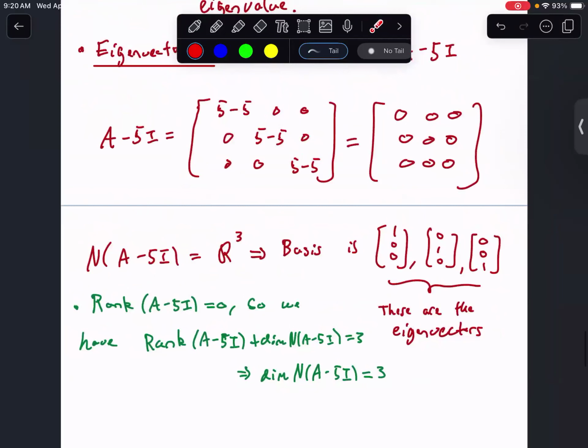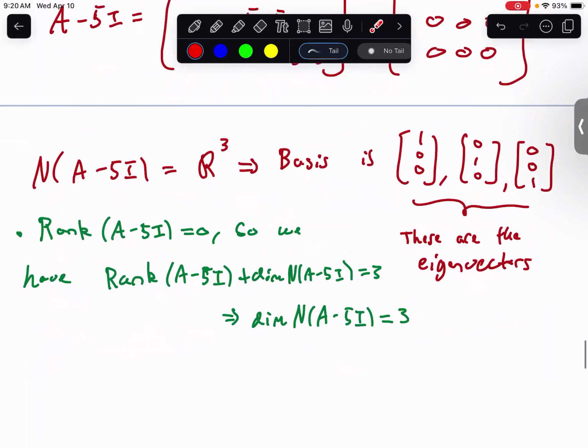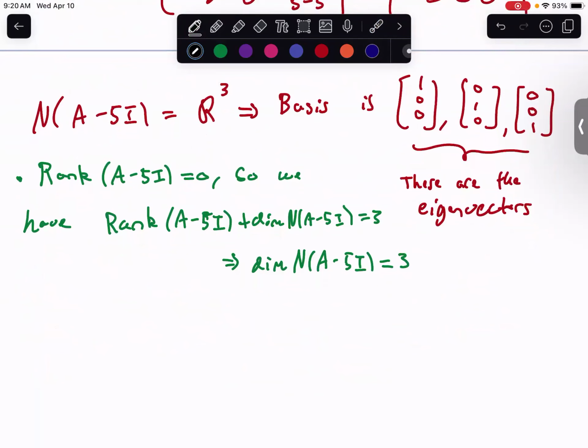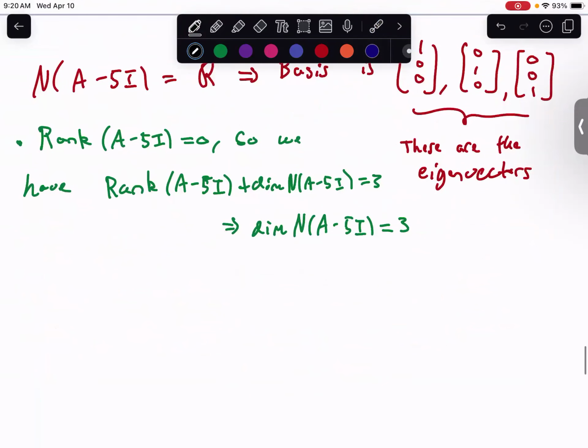Okay. Any other questions about 9a? That's a little bit tricky. And then 9b, it wants you to show that the eigenvalues of an upper triangular matrix are exactly the entries along the diagonal.